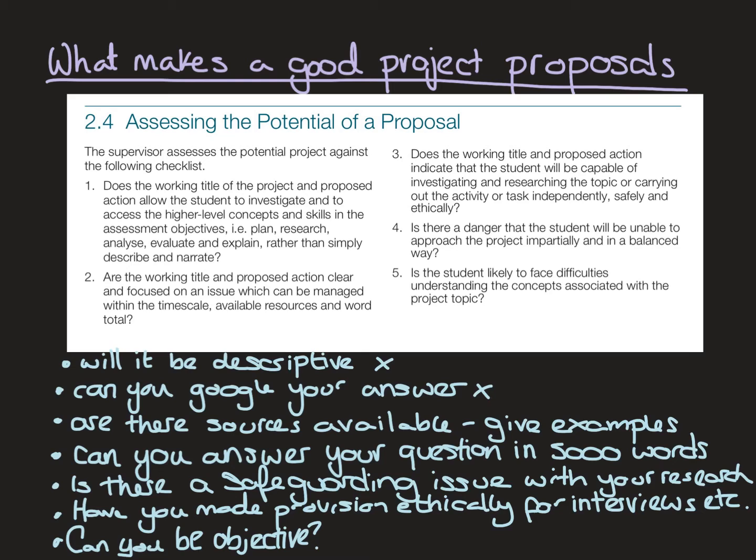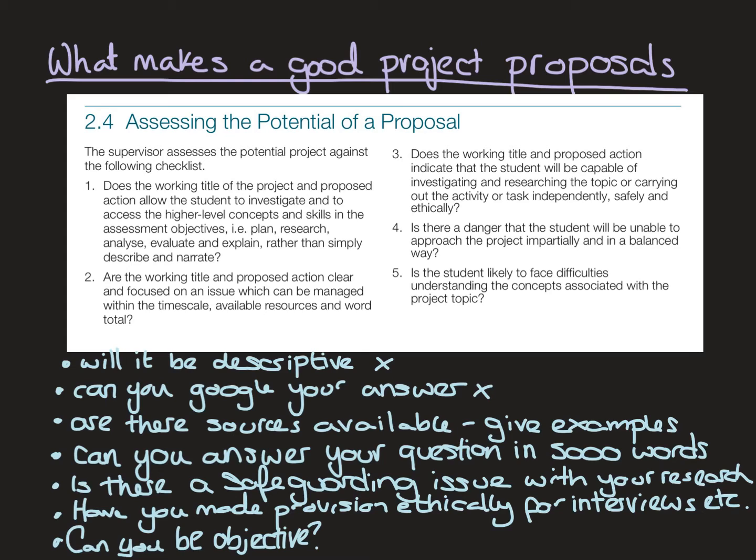Is there a safeguarding issue with your research? So this could be that you're planning to contact people to conduct your research that might put you in harm's way, in which case it's a no on the project proposal, it's not getting approved. It might be that you're planning to access sources that expose you to harmful material, in which case, again, from a safeguarding point of view, we cannot approve your research project. So make sure you're not asking us to approve a project that there's no way we can approve.